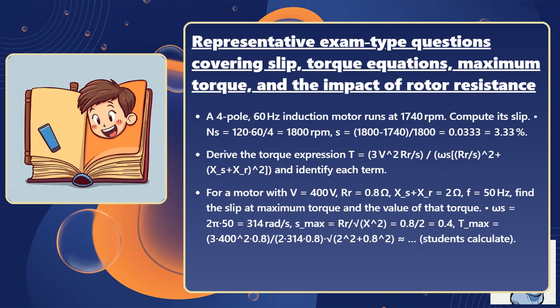First, synchronous angular speed omega sub S equals 2 times pi times 50, which is 314 radians per second. The slip at maximum torque S sub max equals R sub R divided by the square root of X squared, which is 0.8 divided by 2, giving 0.4. The maximum torque T sub max equals (3 times 400 squared times 0.8) divided by (2 times 314 times 0.8) times the square root of (2 squared plus 0.8 squared). Approximately, students calculate.